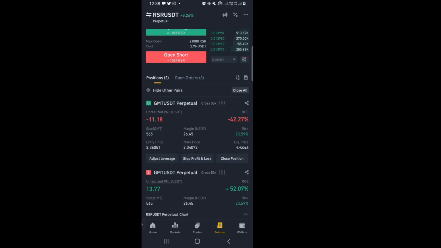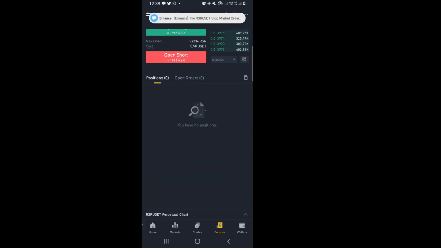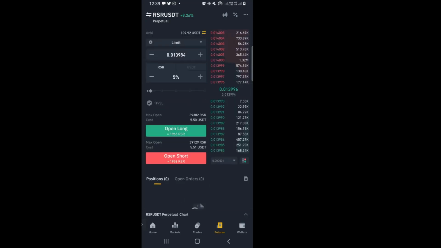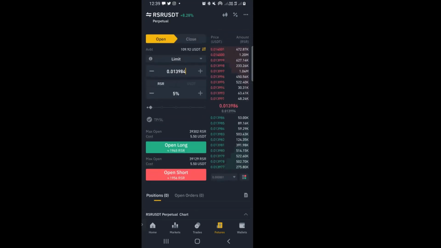Then you see a notification after some minutes. You see a notification. And then you can see my RSI has closed, and then my GMT too, because my take profit has hit. It automatically closed, the way I set the stop loss. So now let's go and see what we have as our balance.